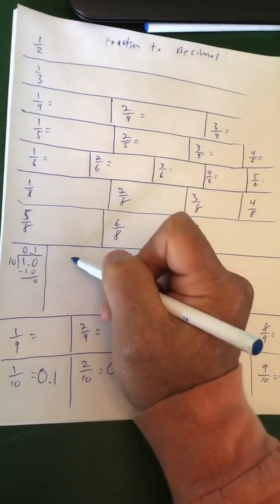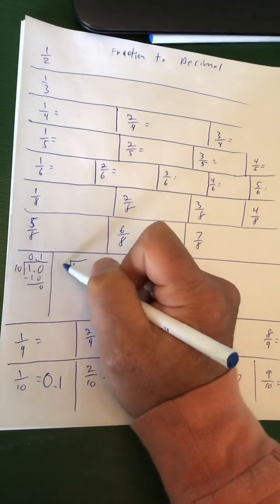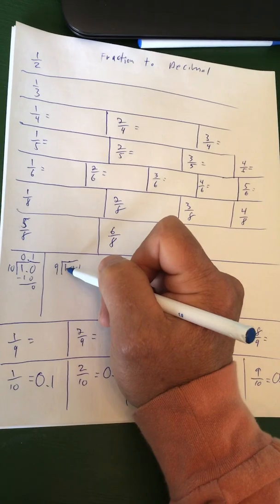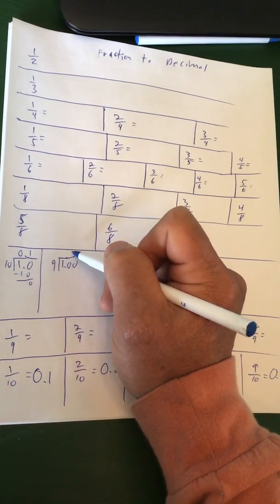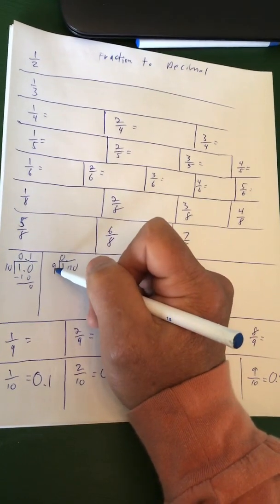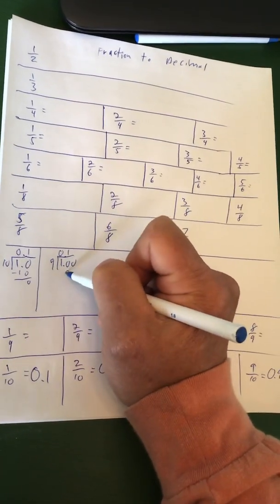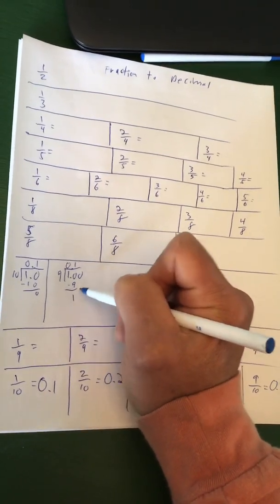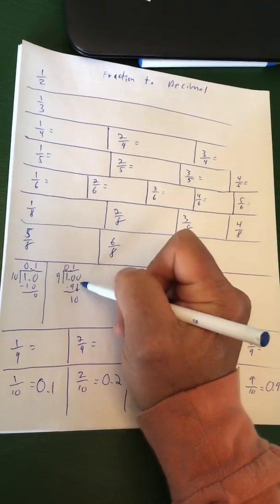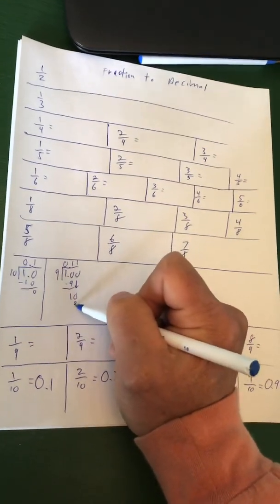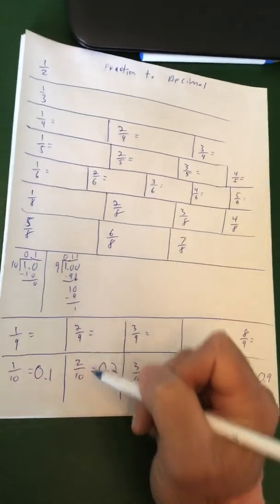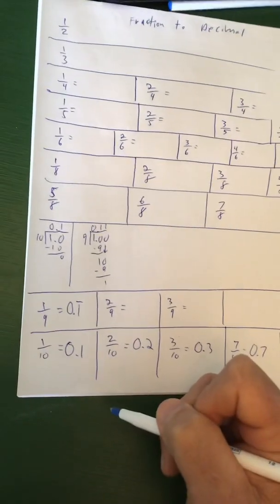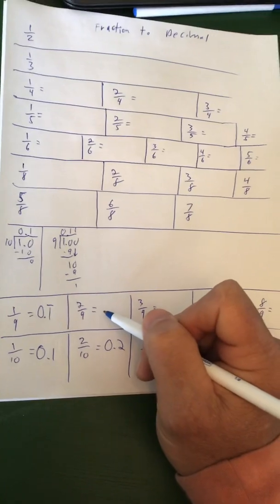Now how about 1/9? Well, the 1 goes inside, the 9 goes outside. This is your dividend, this is your divisor, your answer is your quotient. How many times does 9 go into 10? Once. You multiply, you get 9. 10 minus 9 is 1, and you bring down your next 0, and you get 1 again. And you can just see it keeps repeating. 1/9 is 0.1 repeating.